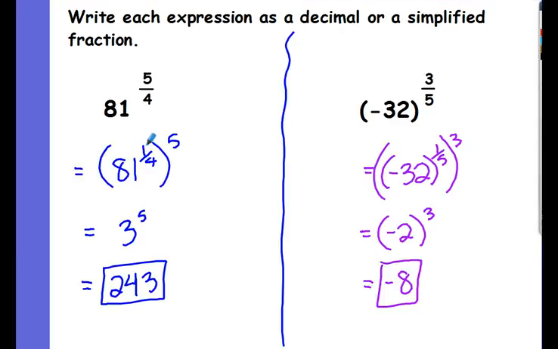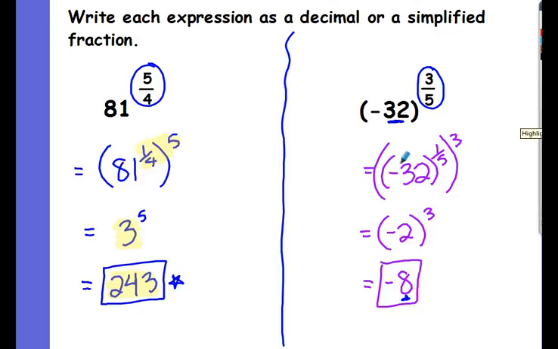So first step, I broke apart that fraction. I know 81 to the 1/4 is 3, and 3 to the 5th, well, that would be 81 times 3 is 243. If I check my answer, go back to the beginning, 81 to the 5/4, this exponent is bigger than 1, so I should be getting out a number that's larger than 81. On the second one, my exponent is 3/5. So that's smaller than 1. I might be thinking this should be smaller than 32.